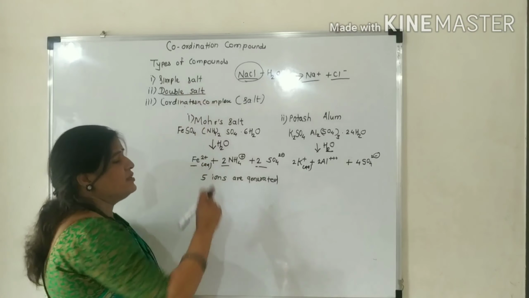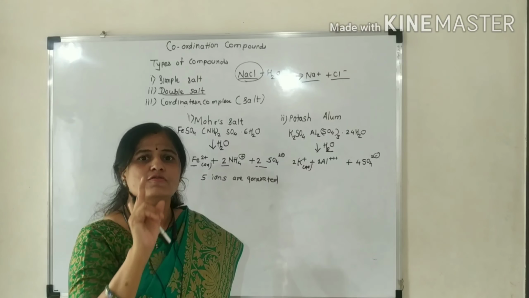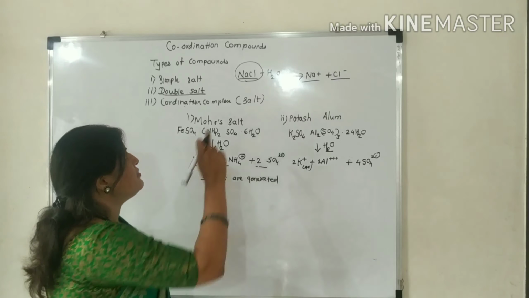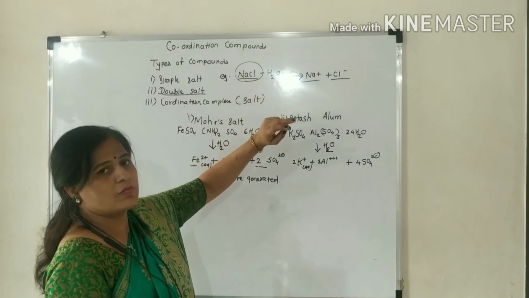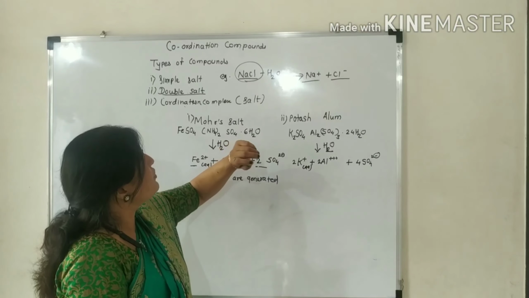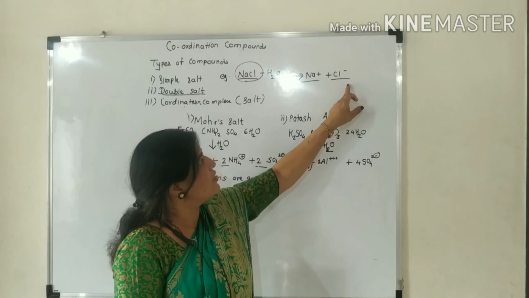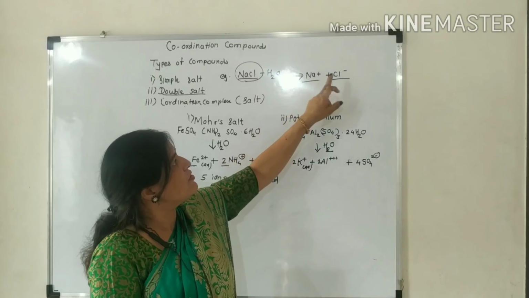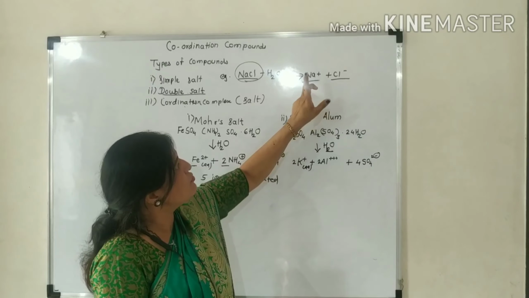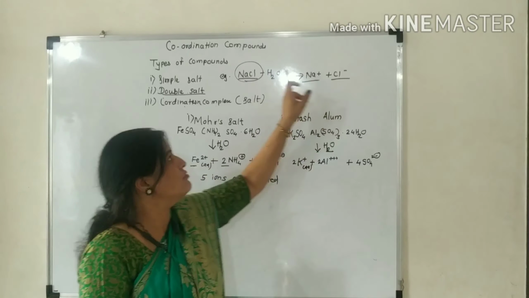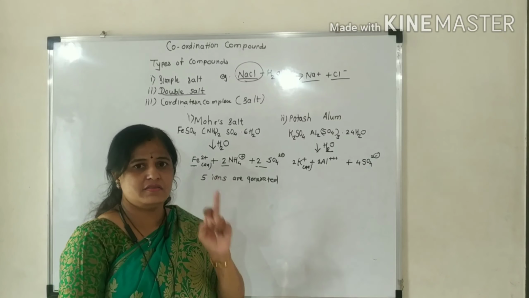Simple salt is made up of a single cation and a single anion, that is, one cation and one anion. Its example is sodium chloride, NaCl. When sodium chloride is dissolved in water, it gives a Na plus ion and a Cl minus ion. Therefore, simple salt is made up of a single cation and a single anion.